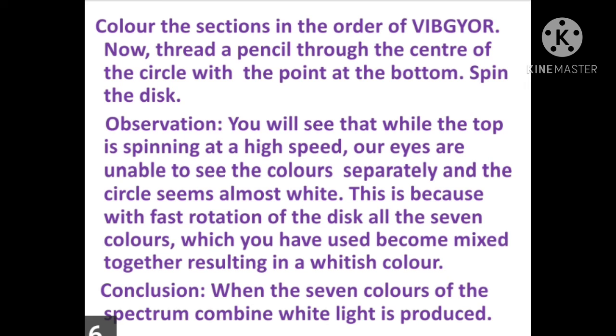This is because with fast rotation of the disc, all the 7 colors which you have used become mixed together, resulting in a whitish color. Now the conclusion: when the 7 colors of the spectrum combine, white light is produced.